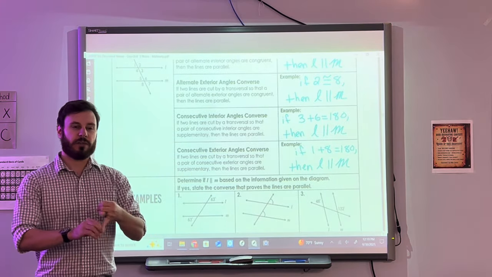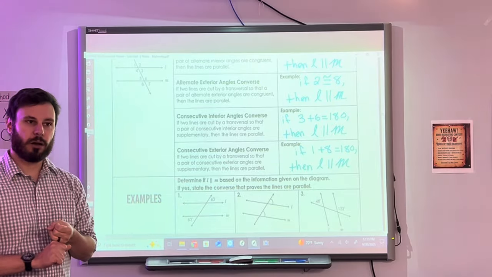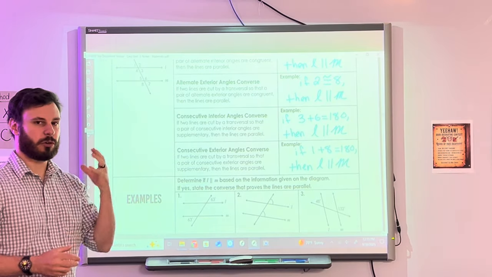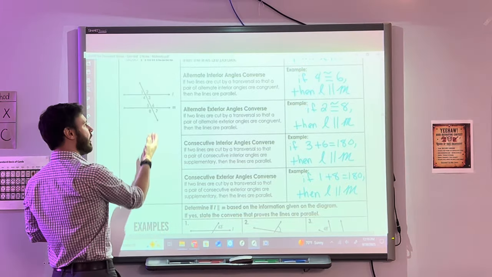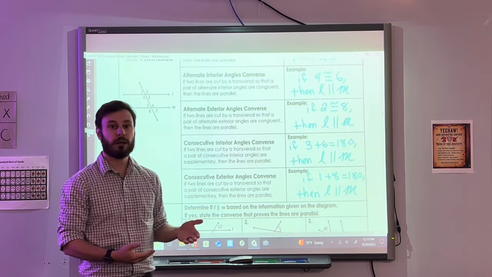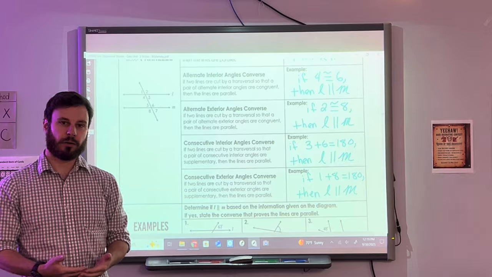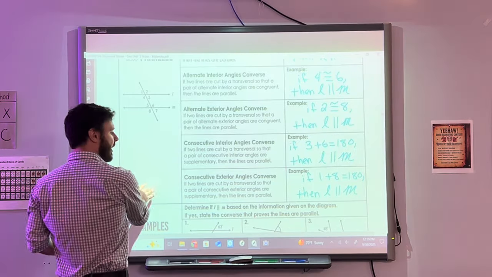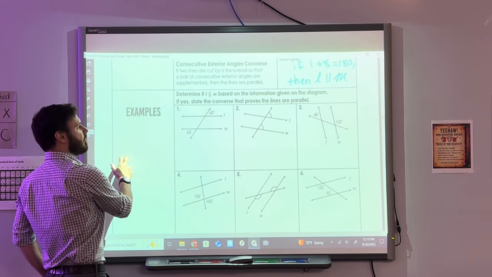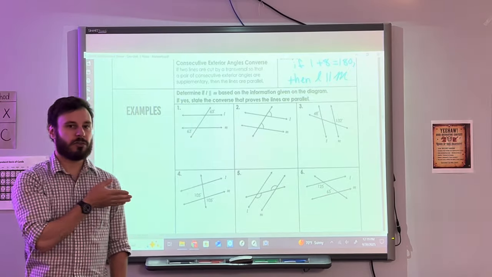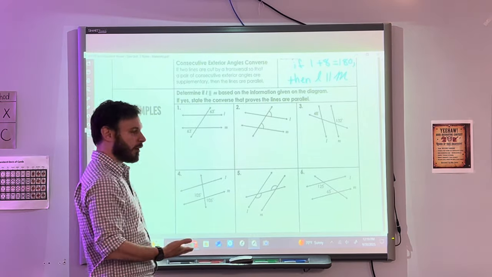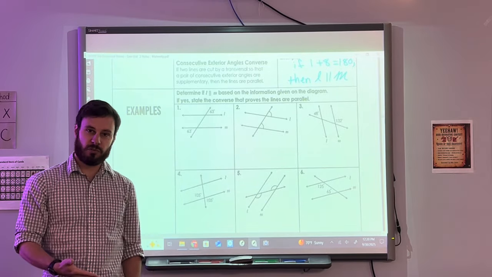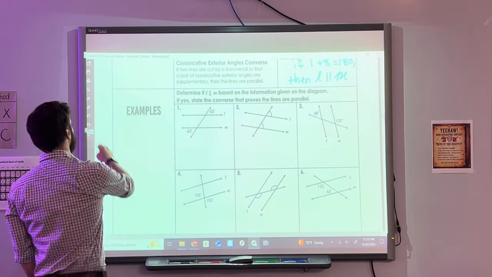So we need to remember the definitions of our angle relationships and which ones are congruent and which ones are supplementary. If it just so happens that we're given a picture where those criteria are met, then we know that the lines are parallel. We have proved it using the math. In these examples, determine if the two lines are parallel based on the information provided, and if they are parallel, state the converse that proves it. So let's figure this out.